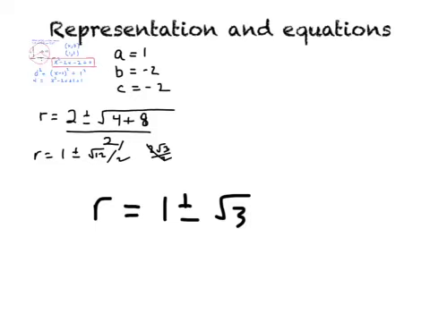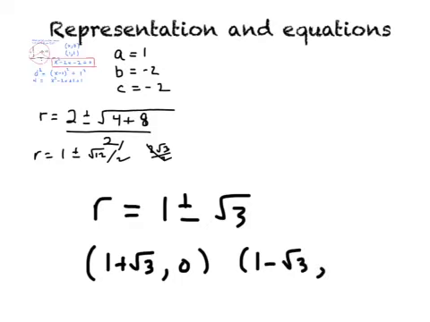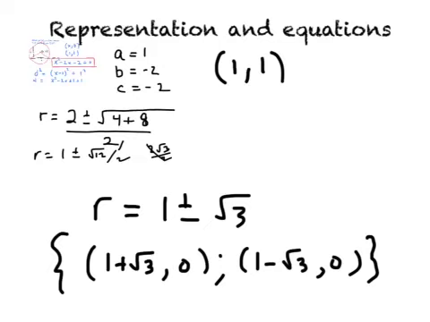So we have one solution, which is 1 plus square root of 3, comma 0, and our other solution is 1 minus square root of 3, comma 0. These are our two solutions, and if we're good at our job, we will check that these solutions give us the correct distance of 2 from the point 1, 1. This should be easy to check, because we can check exactly.